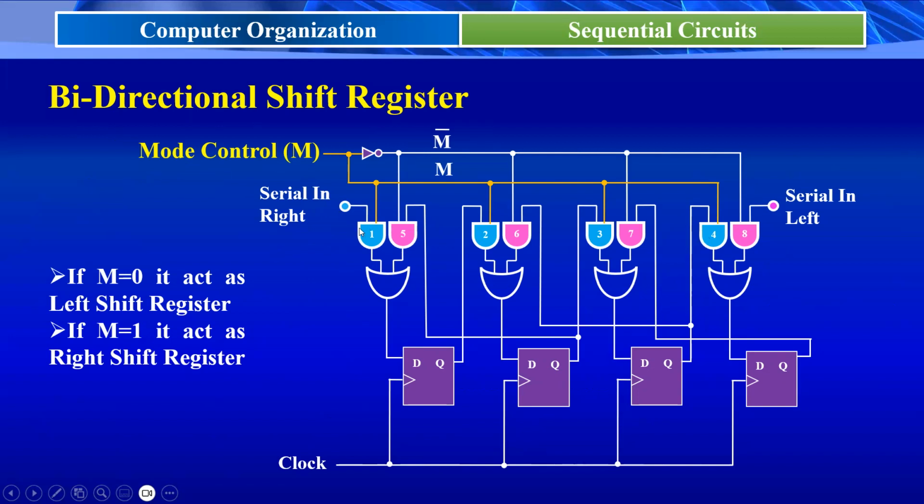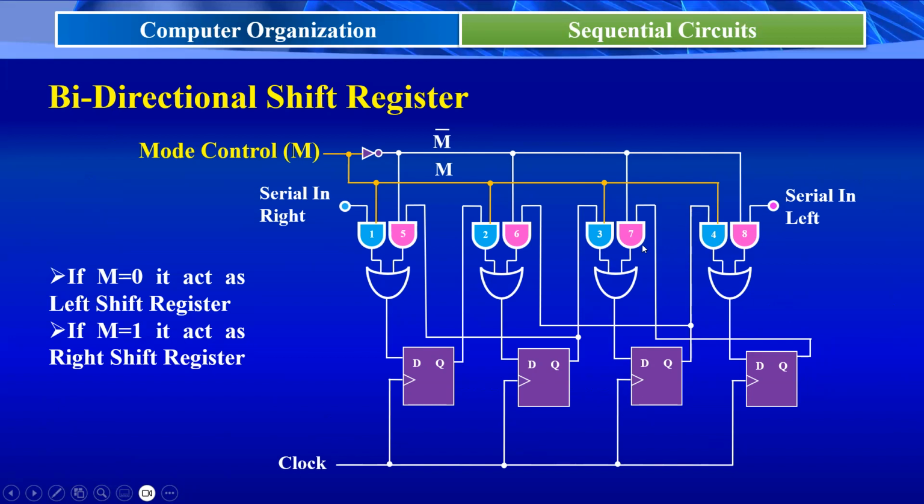At gate 1, I apply the serial input data. At gate 2, the first flip-flop output. For gate 3, the second flip-flop output. At gate 4, the third flip-flop output. Like this, the data bits are shifted to the right side, and similarly we retrieve the data from this. Similarly, if you shift data from the left side to the right side, then it acts as the shift left register. So the serial shift left data is applied here.